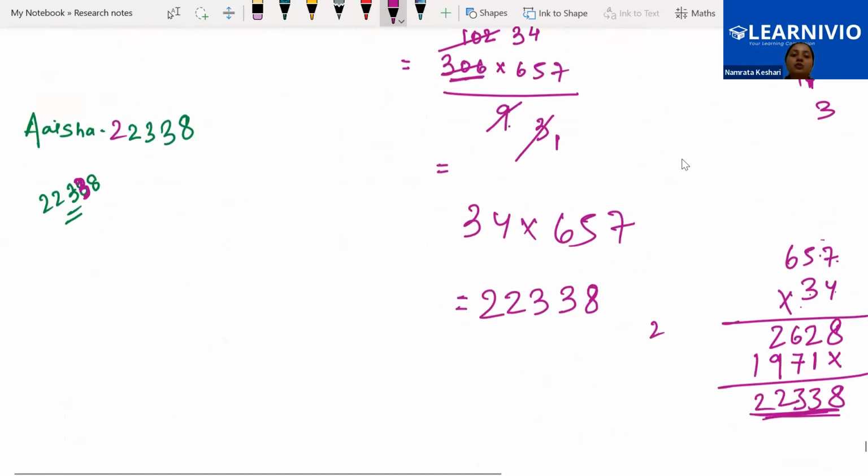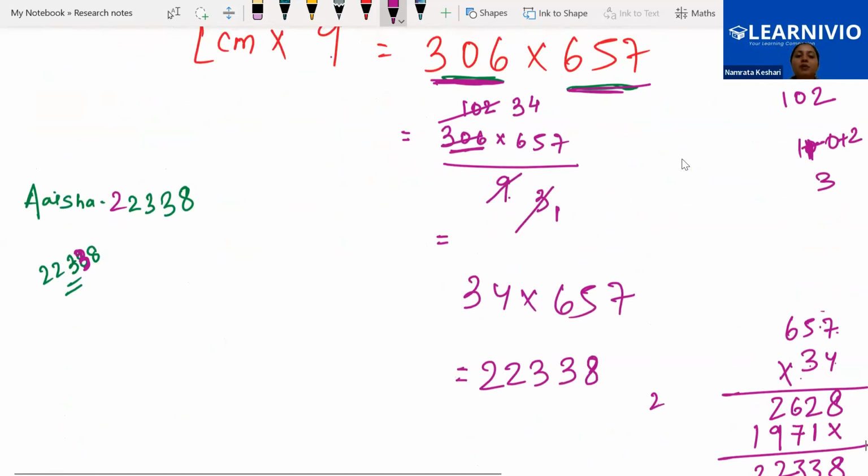Rather than that, you can see this step. I have kept 306 as it is, 657 as it is, and 9 I have taken in the denominator. Then a few cancellations we have done, and we got the answer as 22338. Is it clear to everyone?